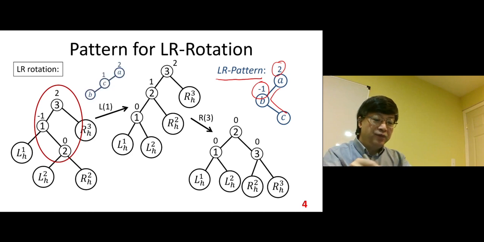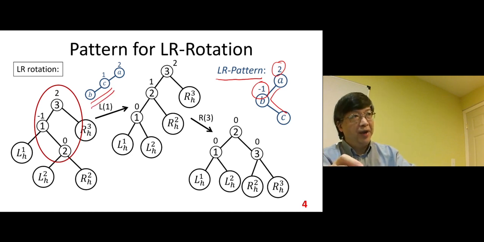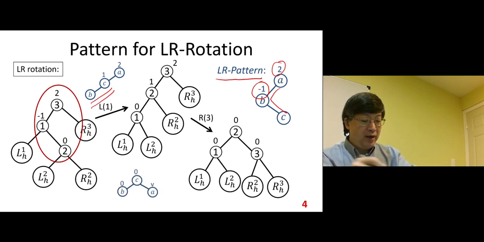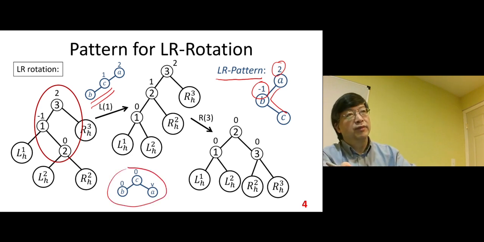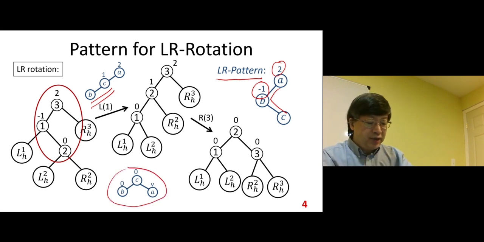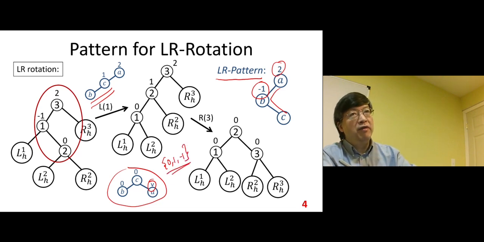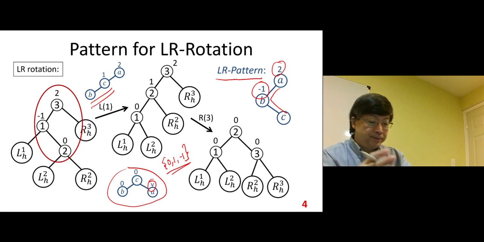Step 1, we do L rotation to get this part right. Then R rotation to get this part. So this V means a valid value. Valid value means one of 0, 1, -1. Just any one valid value is okay.